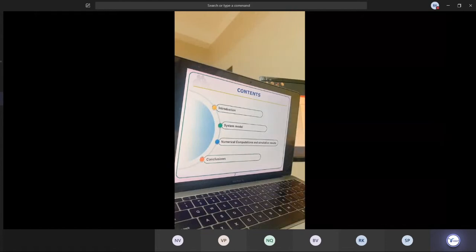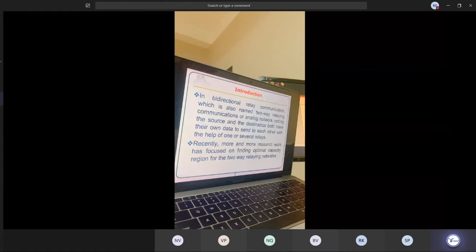My presentation includes 4 sessions. The first session is introduction, the second session is system model, the third session is simulation results, and the final session is conclusions. In the introduction, we introduce bidirectional relay communications. In bidirectional relay communication, which is also named two-way relay communications or analog network coding, the source and the destination both have their own data and send to each other with the help of one or several relays.